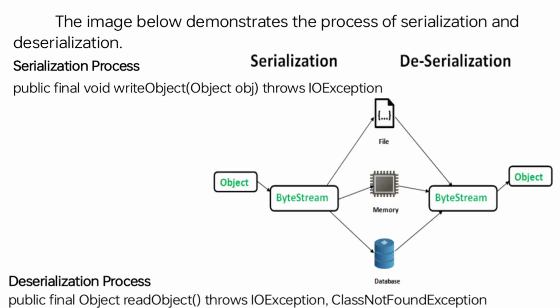So this is the process of serialization. First, the object is converted into the byte stream that is stored in a file. During deserialization, that byte stream is converted back into the object. In the serialization process, we use final void writeObject(Object obj) throws IOException. In the deserialization process, we use readObject.